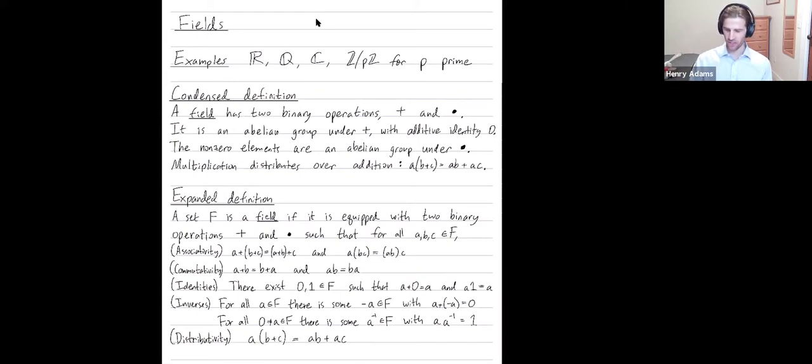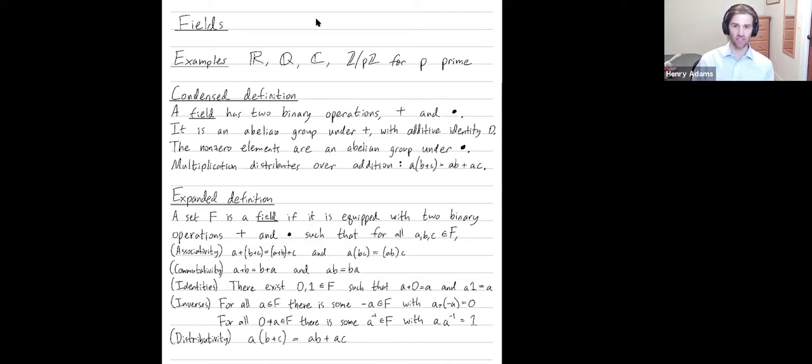In our next video about fields, I want to give a sort of longer description. So fields, if you'll remember, are things like the real numbers, the rationals, the complex numbers, or the integers mod p, where p is a prime. So we've already worked a little bit with this condensed definition.